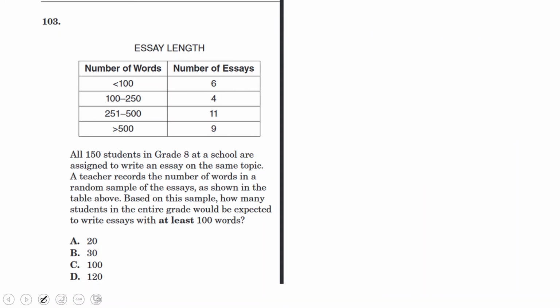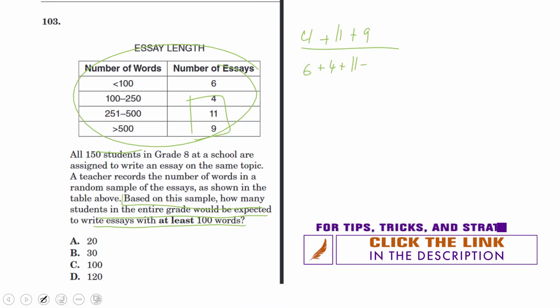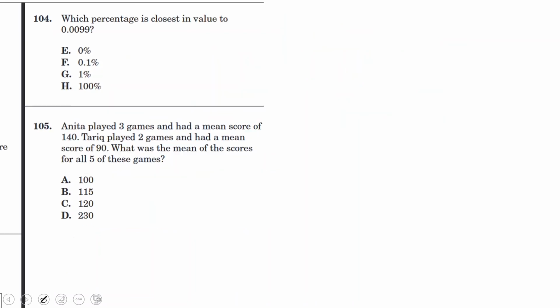Based on this sample, 150 students. Based on this sample, how many students in the entire group would you say write at least 100 words? So we're looking at this selection. So it's 4 plus 11 plus 9 all over 6 plus 4 plus 11 plus 9. So that's going to be the proportion. So that is how much? 24 over 30, right? Which is divided by 6, 4 over 5. That's the proportion, but we need to figure out how much it will be on the sample of 150 students. So boom, boom, boom. That's 120. D.